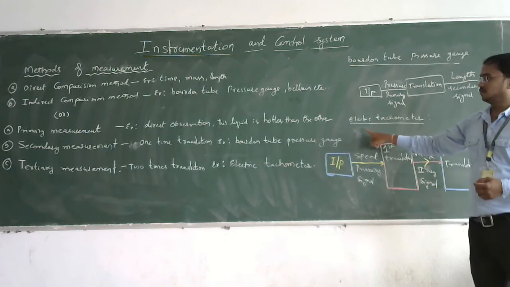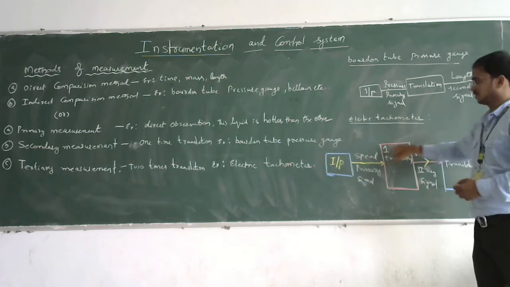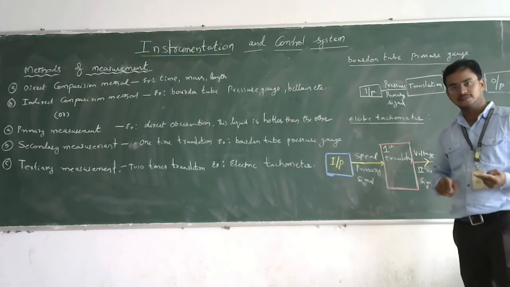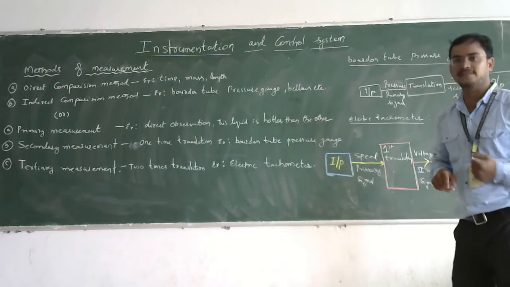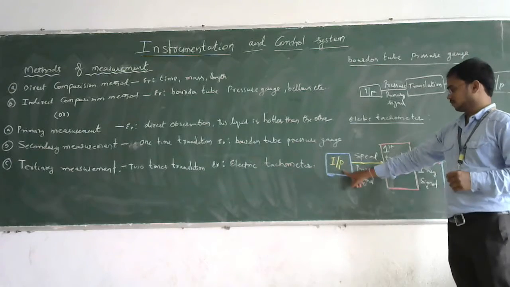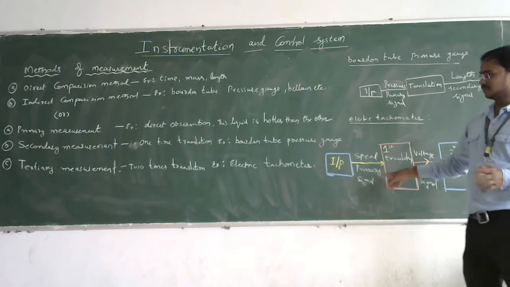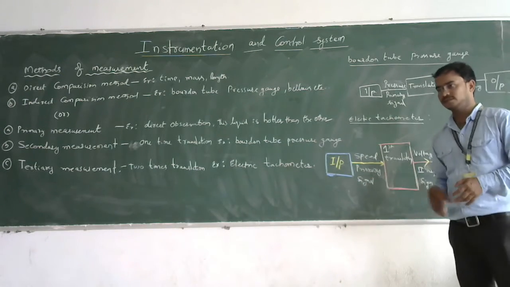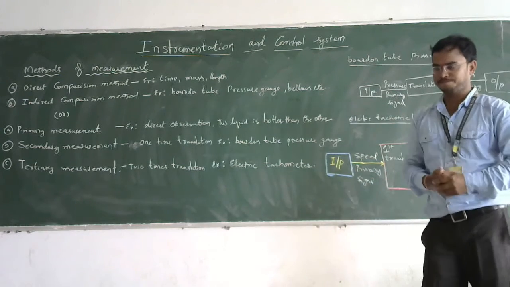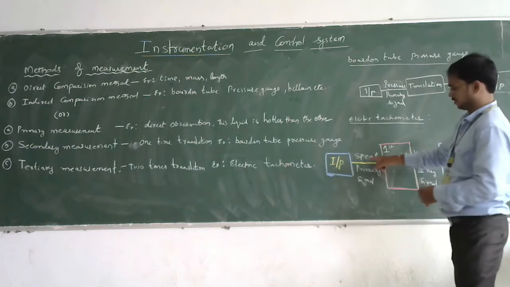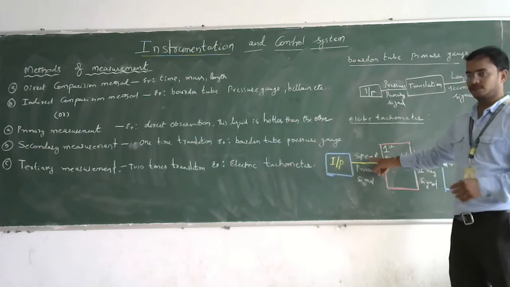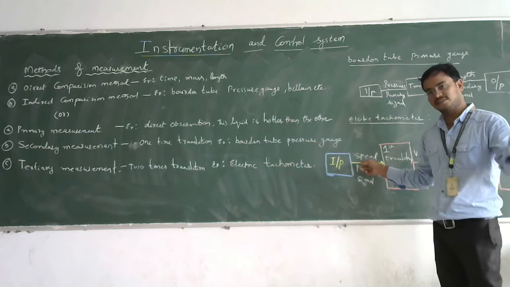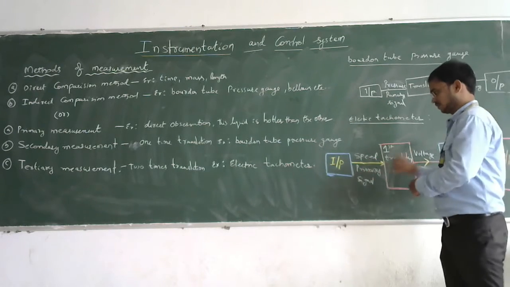Similarly, in tertiary measurement, there are two translations of the signal. The input of an electric or DC tachometer is speed. The tachometer's function is to measure speed. Now we will see how the translation of the signal takes place here.